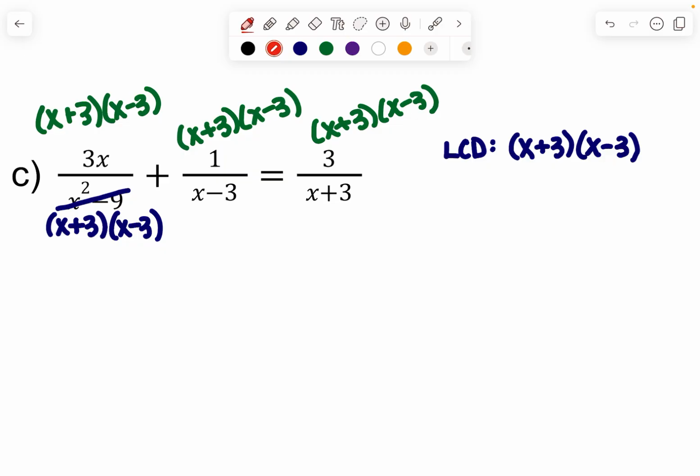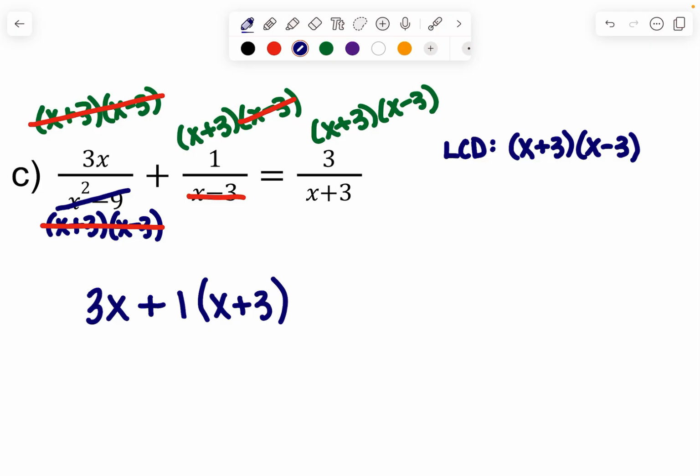So x plus 3 times x minus 3 over x plus 3, x minus 3, everything cancels. So we're just left with 3x plus, looking at our second fraction, we're looking to see what can cancel, and that's going to be our x minus 3's. So we're left with 1 times x plus 3, which equals, then we have our x plus 3 on the top and the bottom, which are going to cancel. So we have 3 times the quantity x minus 3.